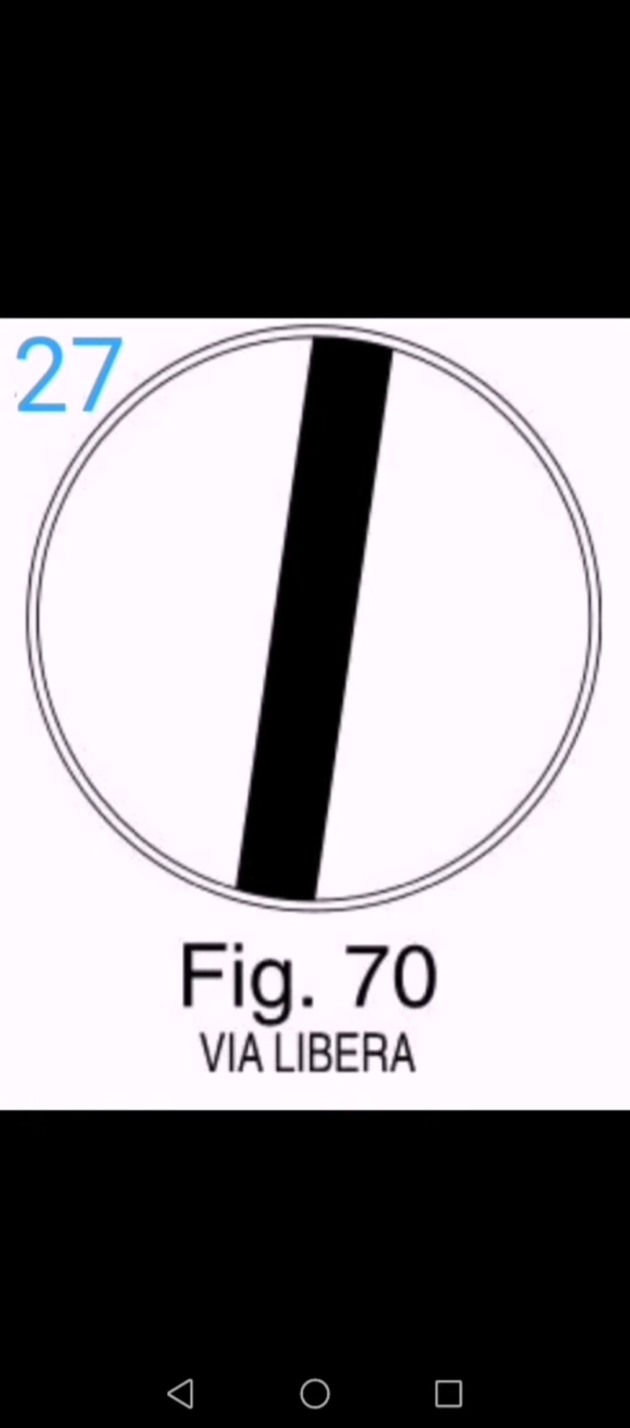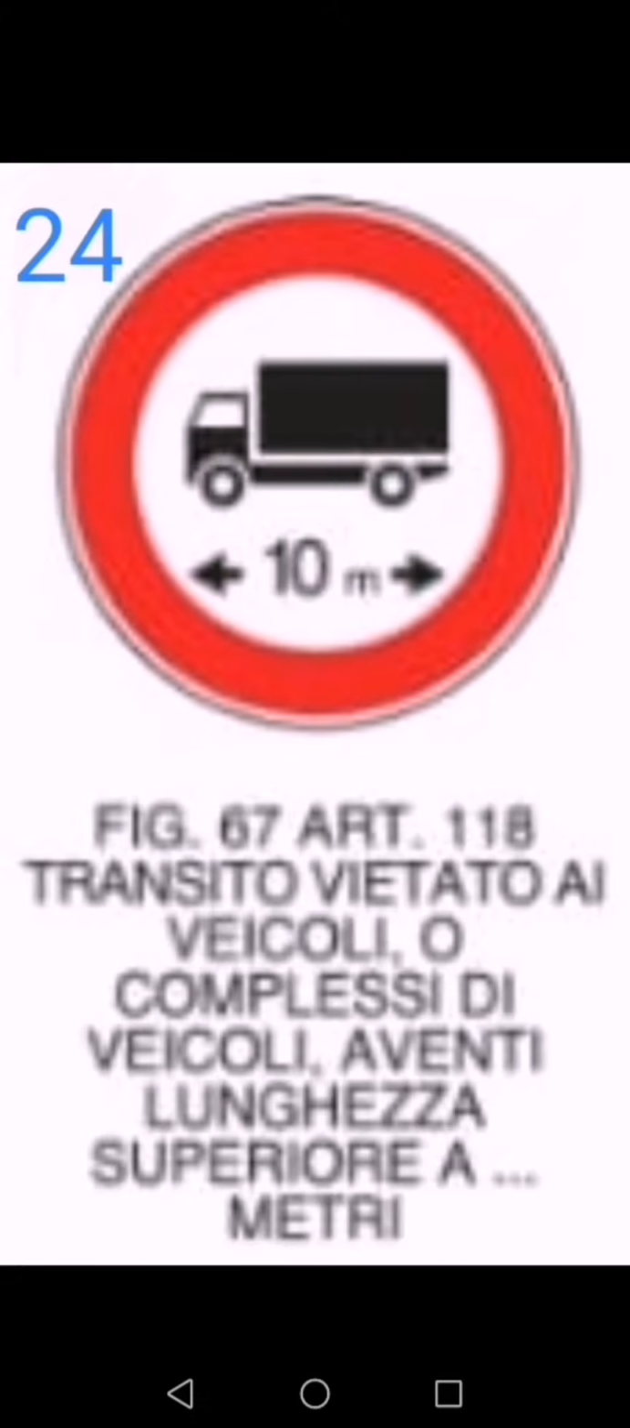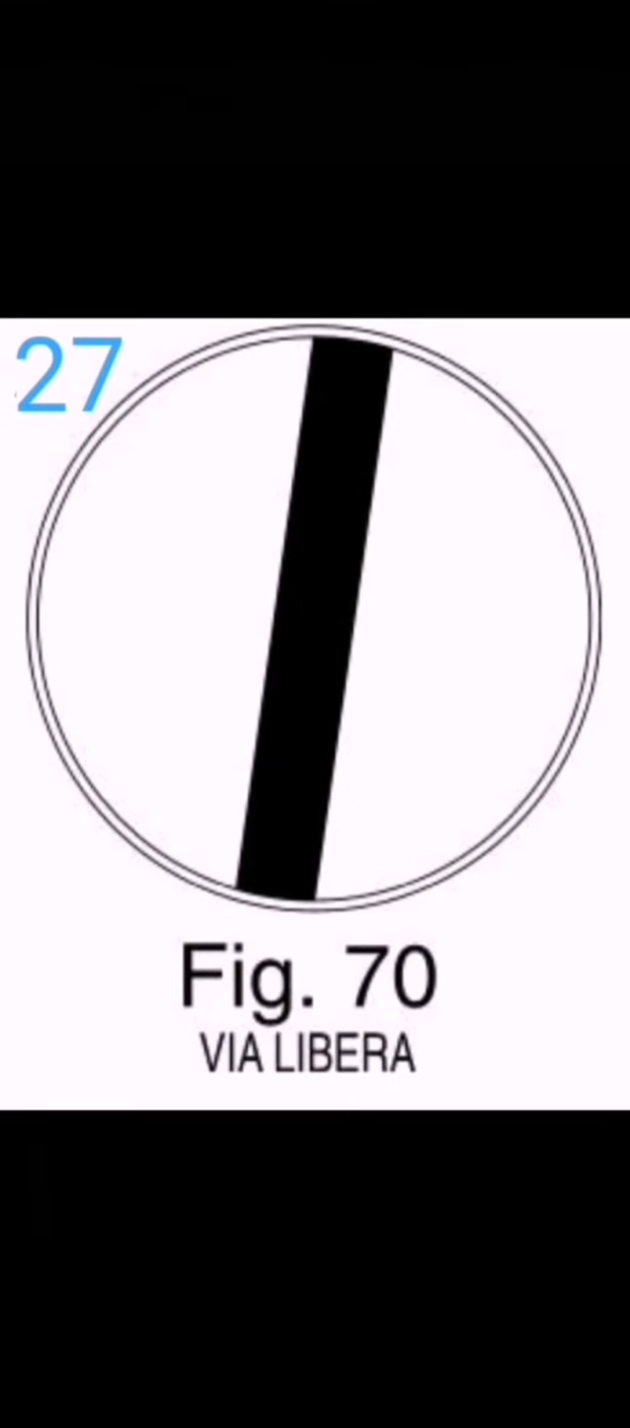This one is called via libera. So whenever you see any kind of prohibition sign, or any kind of prohibition sign you have seen before now, and you come across this one, it terminates every kind of prohibition sign. This one is just like you neutralize every prohibition sign that you have seen before now. So if you have seen any of these signs before, immediately you see this one, it is telling you that those signs are terminated.